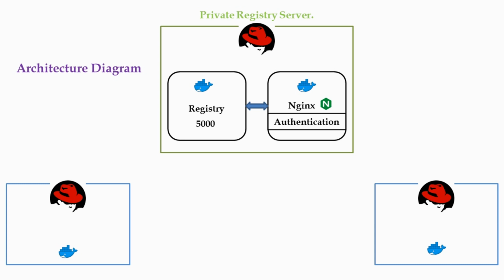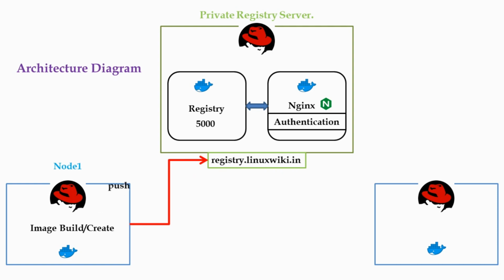Docker Node 1 will act as the Docker image build server. Here, Docker admins or developers will create their own container images. Then they will upload these images to their own Docker private registry server with the docker push command. Docker Node 2 will download Docker container images from the private registry server with the docker pull command.